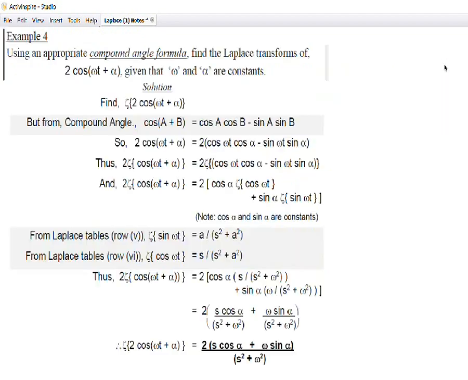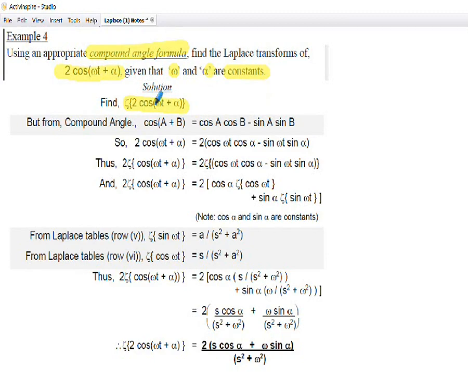And the final example I've got here is using a compound angle formula. We're given the function 2 cos(omega t plus alpha), and note in the question it says that omega and alpha are constants, so they're just pure numbers. So when we find the Laplace transform of 2 cos(omega t plus alpha), the 2 effectively will go outside of the Laplace transform function.